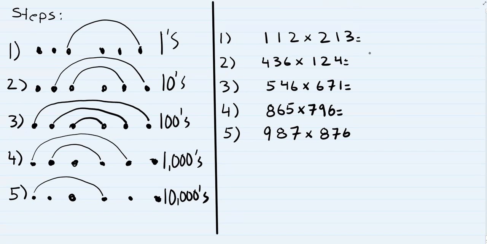Okay, let's get started. First step, 2 times 3 is 6. Okay, step 2, I have 1 times 3, 1 times 3, and 2 times 1, okay? 1 times 3 and then 2 times 1, right? So I have 3 plus 2, right? 3 plus 2 is just 5.